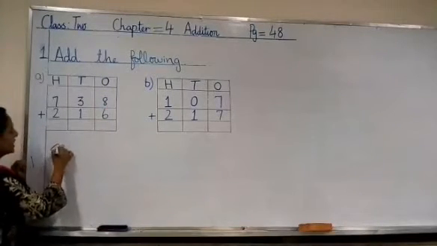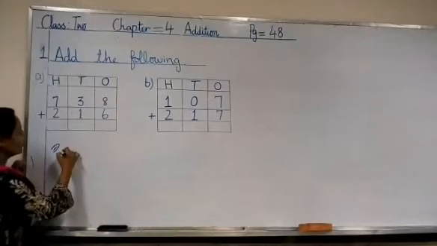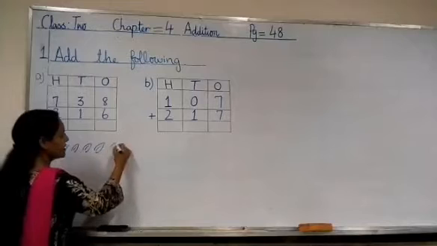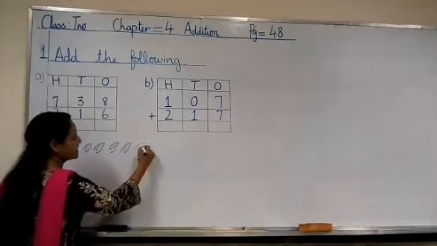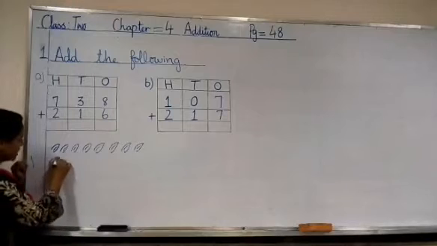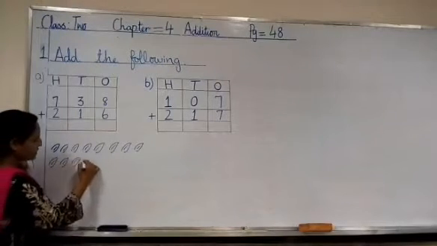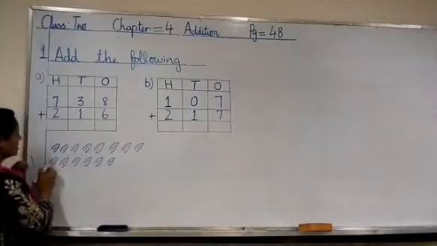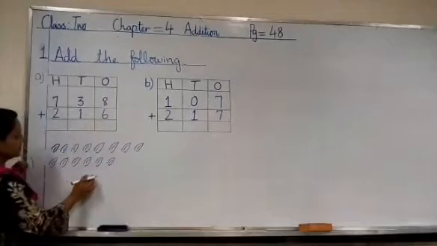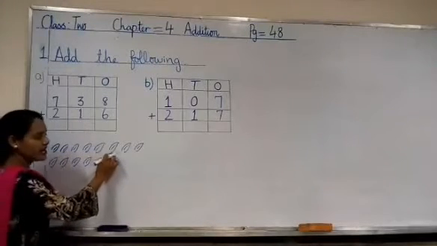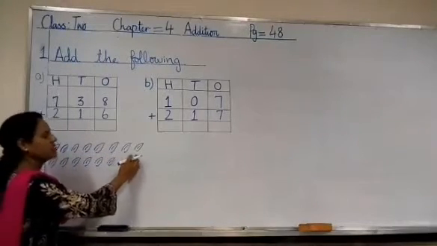We will draw 8 leaves here. 1, 2, 3, 4, 5, 6, 7, 8. Now we will draw 6 more leaves here. 1, 2, 3, 4, 5, 6. Let's add all together. 1, 2, 3, 4, 5, 6, 7, 8.